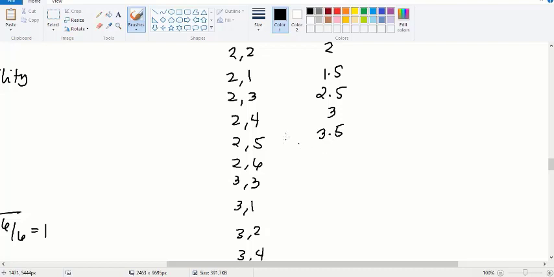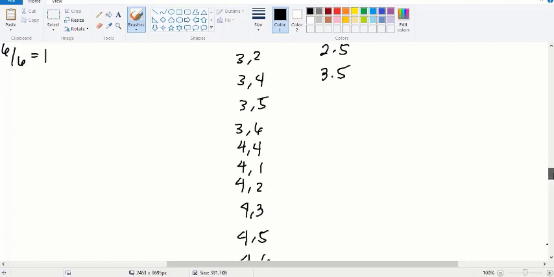3.5. Tama ba? Okay. 2 plus 6, 8. Okay. 3 plus 3, 6. 3 plus 1, 4. 3 plus 2, 5. 3 plus 4, 7. Okay.